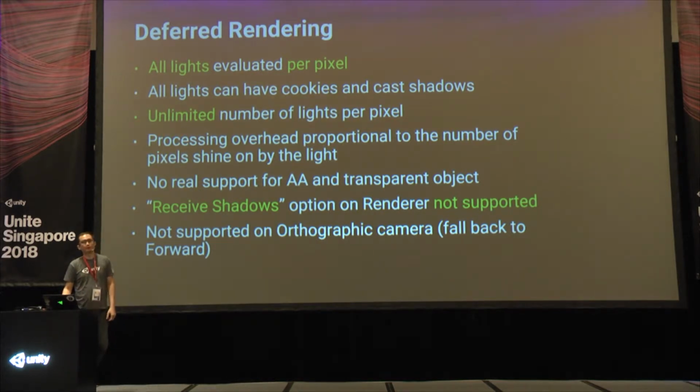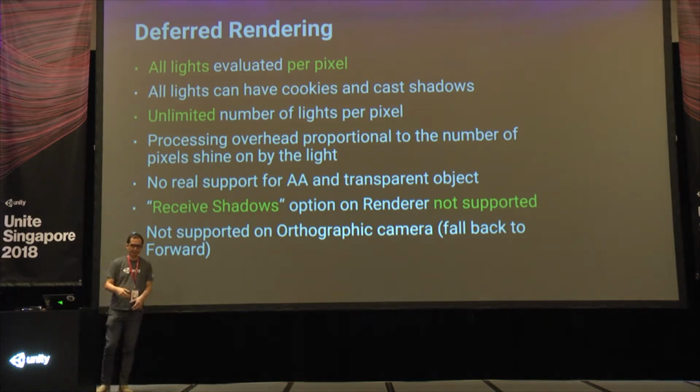But there are some limitations, though. There's no real support for anti-aliasing and transparent objects. And you can't toggle on and off the option for receive shadows on specific objects. Unlike the forward render path, you can't say, oh, for this object, I don't want it to receive shadows, for this one, I want it to receive shadows. In the deferred render path, every object will receive shadows.